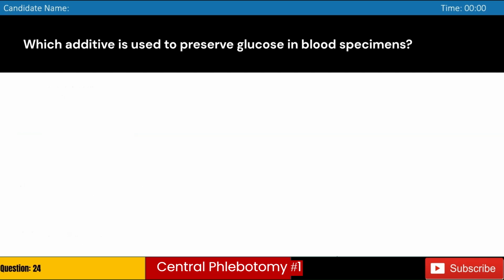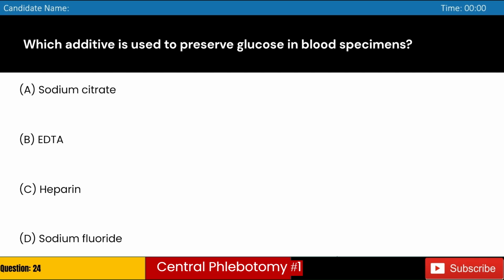Which additive is used to preserve glucose in blood specimens? A. Sodium citrate. B. EDTA. C. Heparin. D. Sodium fluoride. Answer D. Sodium fluoride is used to preserve glucose in blood specimens.